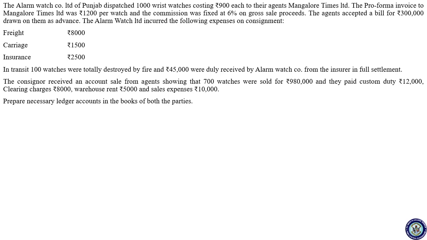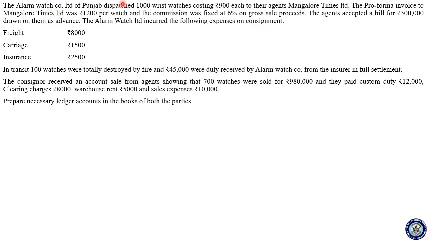Okay, so it's a similar problem to the previous one. The Alarm Company Limited of Punjab dispatched 1000 wristwatches costing rupees 900 to the agents, Mangalore Times Limited. The pro forma invoice to Mangalore Times Limited was 1200 per watch, with a commission of 6%.